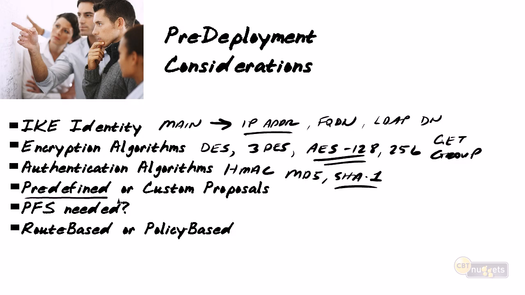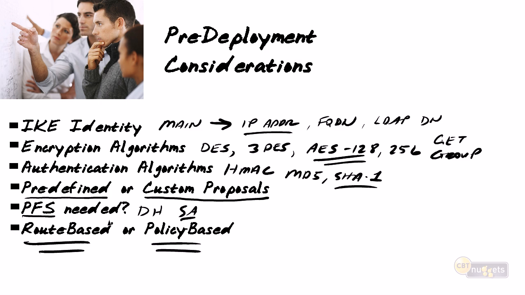You can use the predefined proposals that are in the Junos operating system, or you can create your own custom proposals. Also, are you in a high security environment where you need to use perfect forward secrecy? That way you're not reusing keys, you're generating an entirely new Diffie-Hellman exchange to create new keys every time you're creating a new security association. So you'll see PFS used in government and military and high security environments.